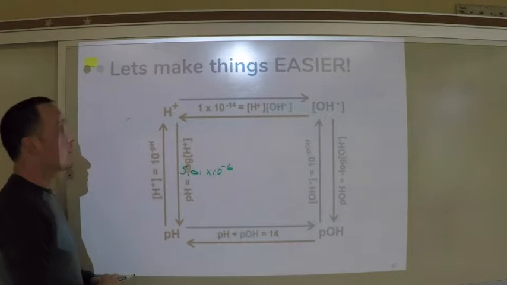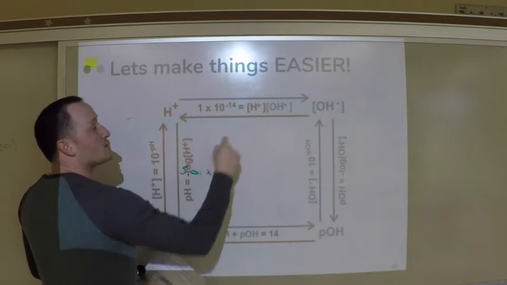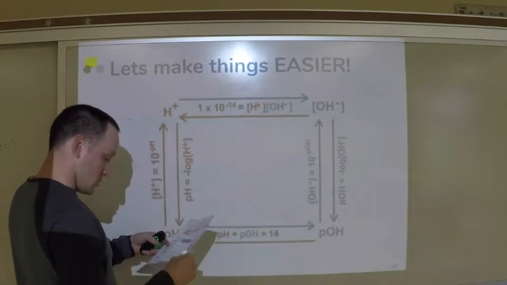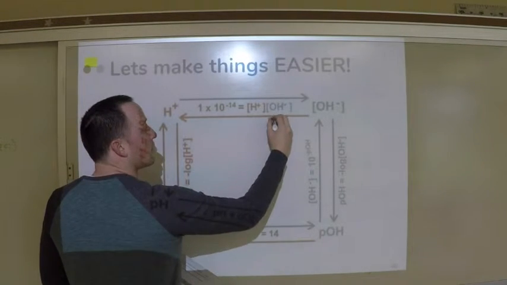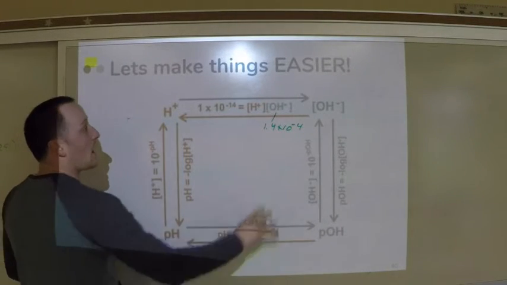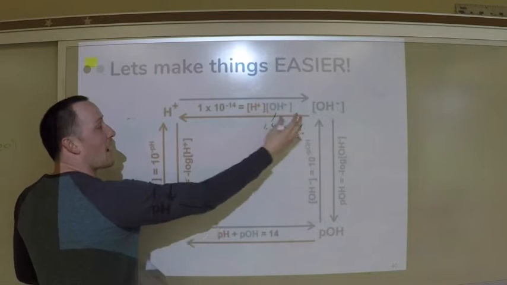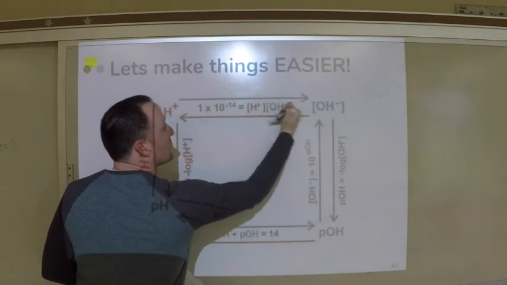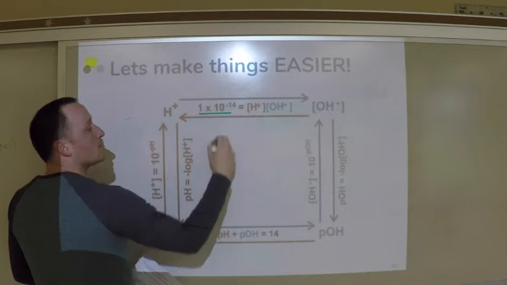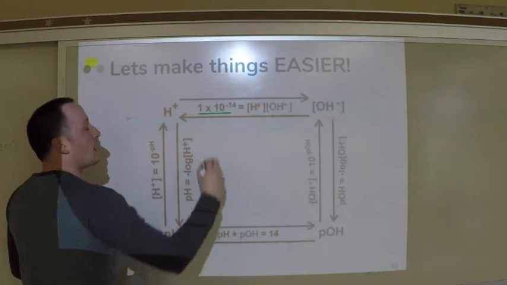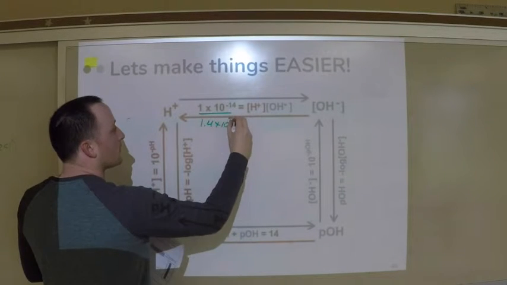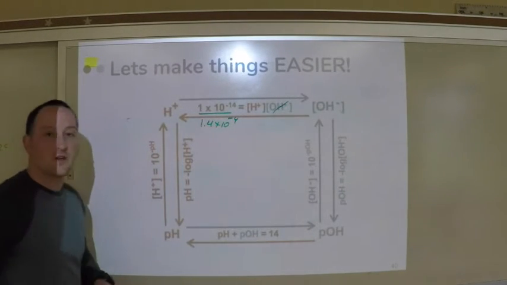Let's check our answer. So what we should do is plug in our OH minus concentration, which was 1.4 times 10 to the minus 4. So that means this OH minus is 1.4 times 10 to the minus 4. In order to solve for my H plus, I can rearrange this equation by doing this. If I divide by my OH minus concentration, I will have 1 times 10 to the minus 14 divided by 1.4 times 10 to the minus 4, and that should get me my H plus concentration.